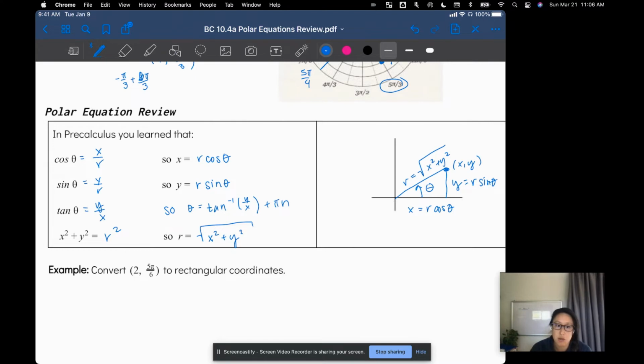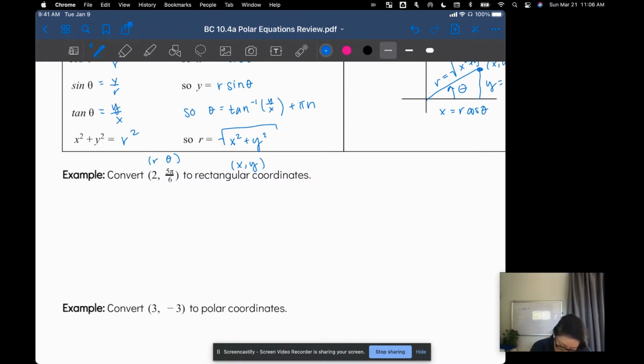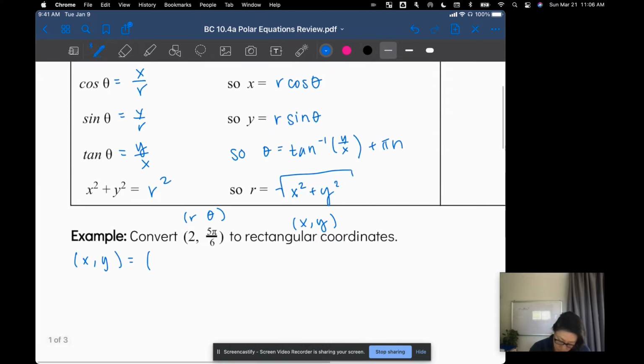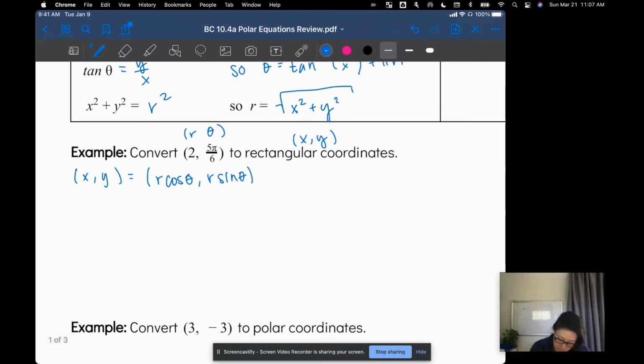So we are going to convert 2 comma 5 pi over 6 to a rectangular coordinate, which means an x comma y coordinate. The 2 represents our r, and the 5 pi over 6 represents our theta. I know that x comma y can be rewritten as, from our toolkit, x is equal to r times cosine theta, and y is r times sine theta. So we just need to evaluate that now.